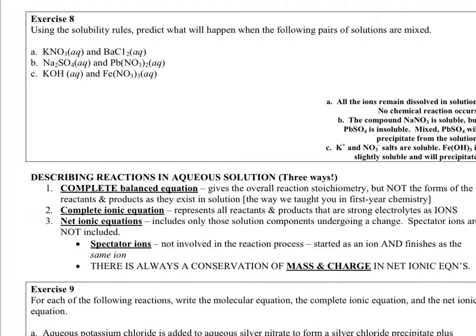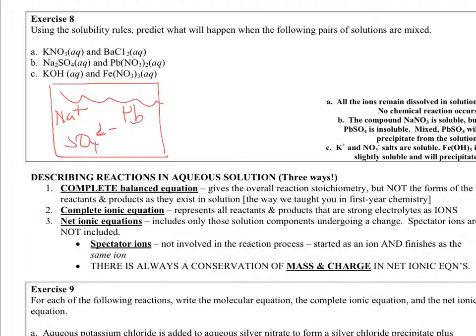I have sodium sulfate and lead nitrate. So again, I'm taking these aqueous solutions, I'm dumping them all in one container. And I have sodium ions, I have sulfate ions, that's a 2-, I have lead +2 and nitrate -1. So I've got these ions floating around in solution.